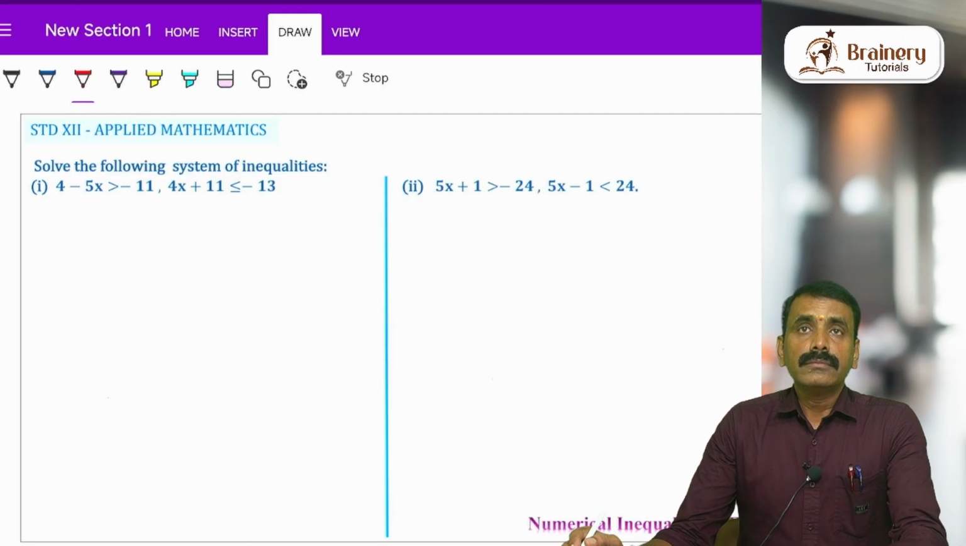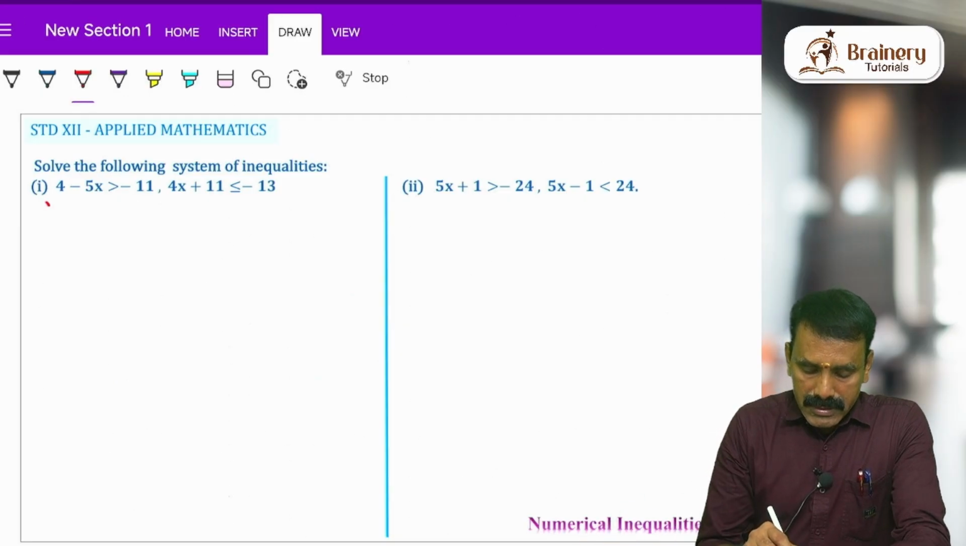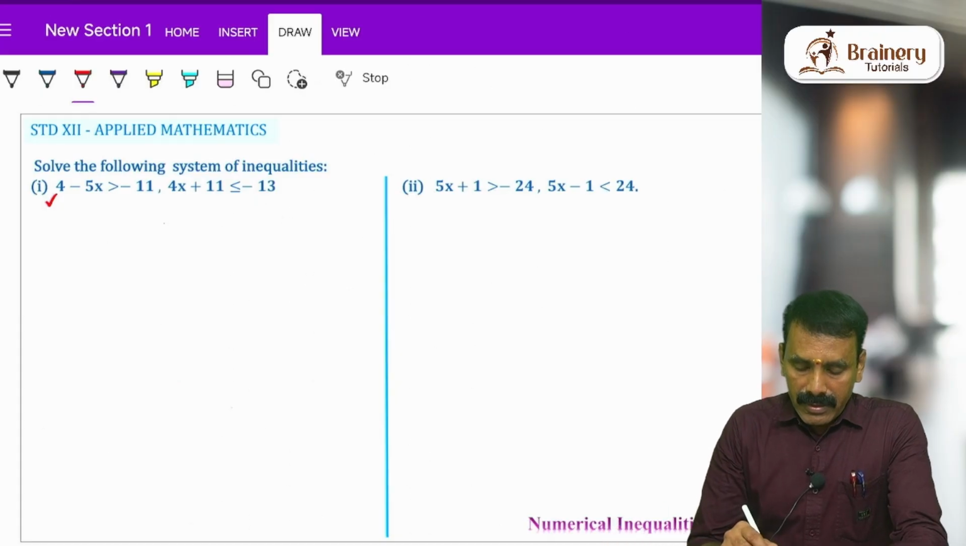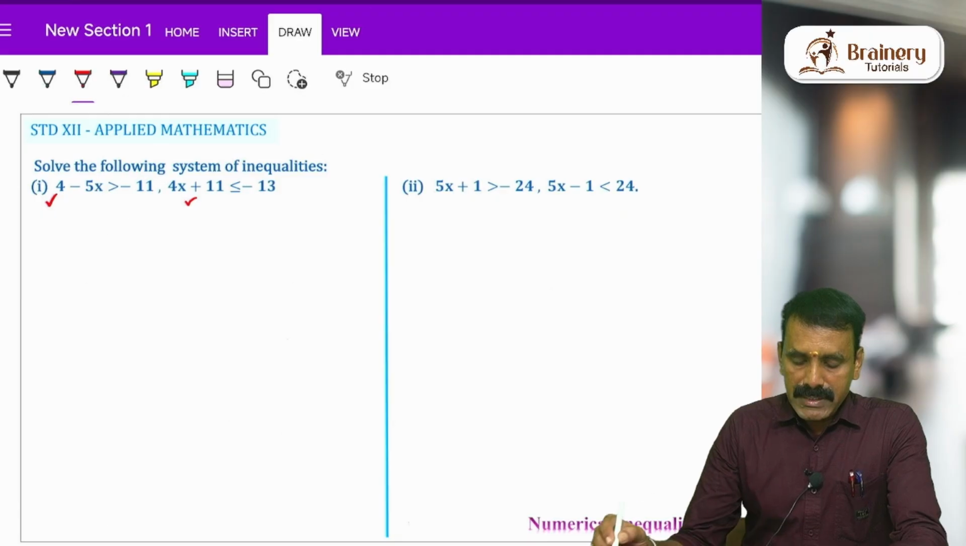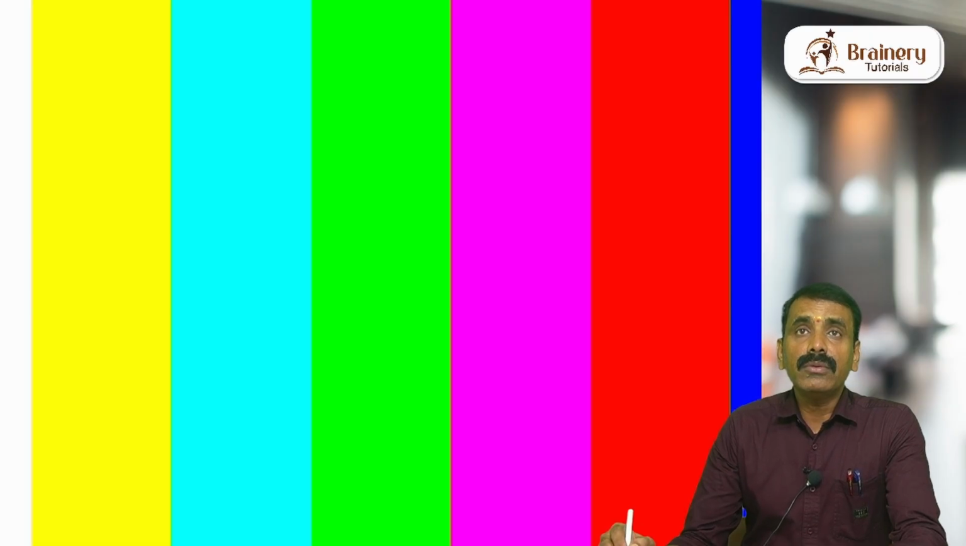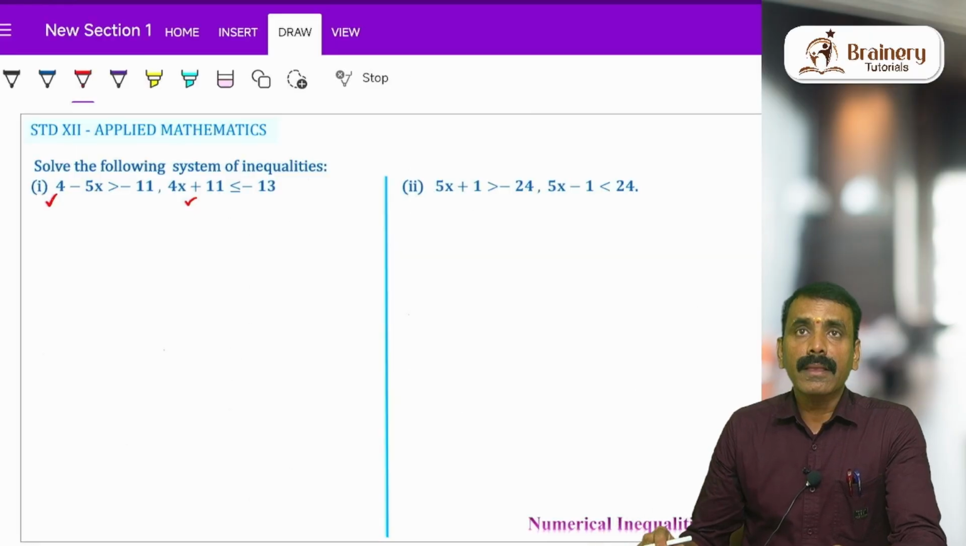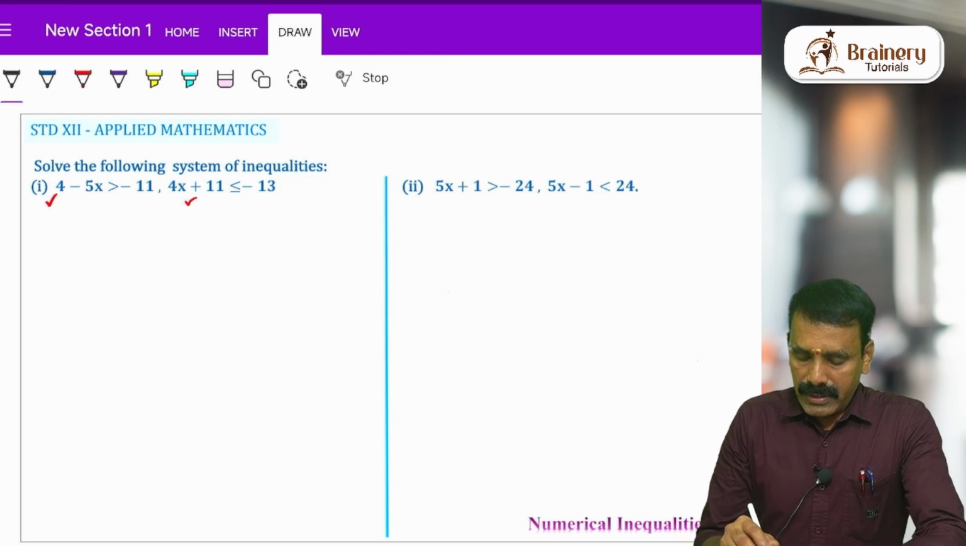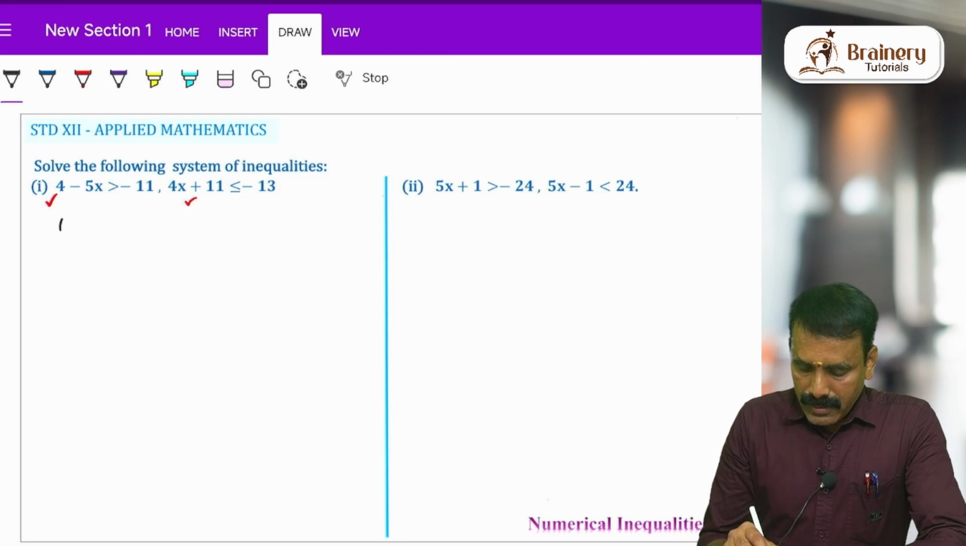Now we have a system of inequalities. Here we are having two inequalities. One is 4 minus 5x greater than minus 11. Another one is 4x plus 11 less than or equal to minus 13. So we try to solve the first inequality. The first inequality is going to be 4 minus 5x greater than minus 11.